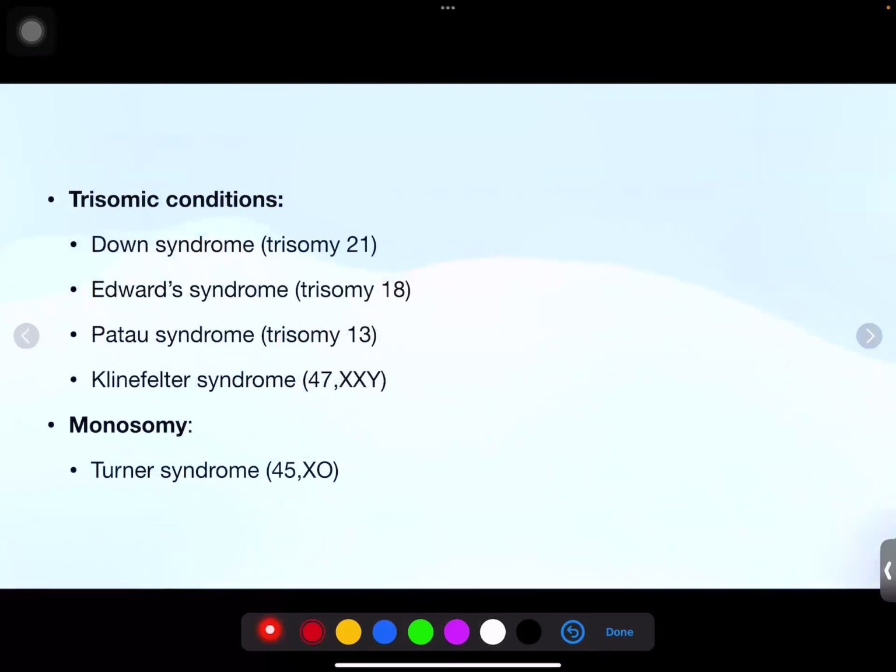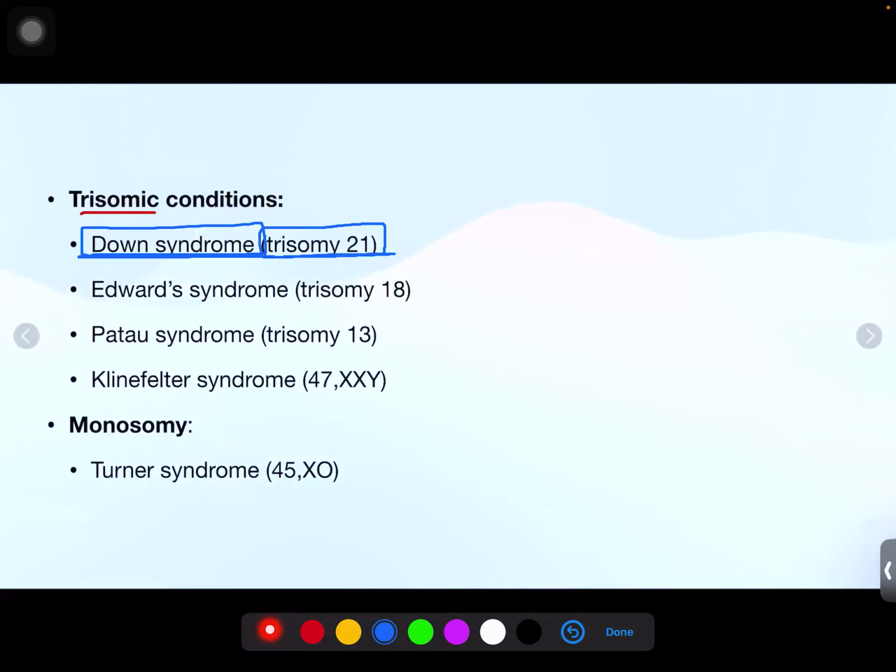You all must have heard of very important trisomy conditions. These are very important, like Down syndrome. You all must have heard about Down syndrome. What is Down syndrome? It is actually the trisomy of chromosome 21. What I told you earlier is that this trisomy occurs only in chromosome number 21. The babies with Down syndrome have one extra copy of only chromosome 21, not the whole set.